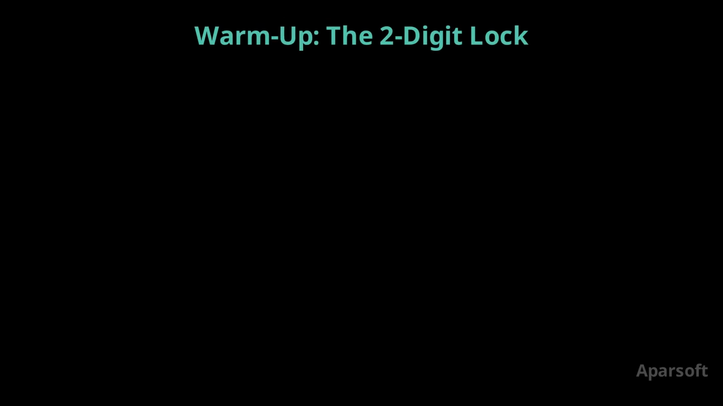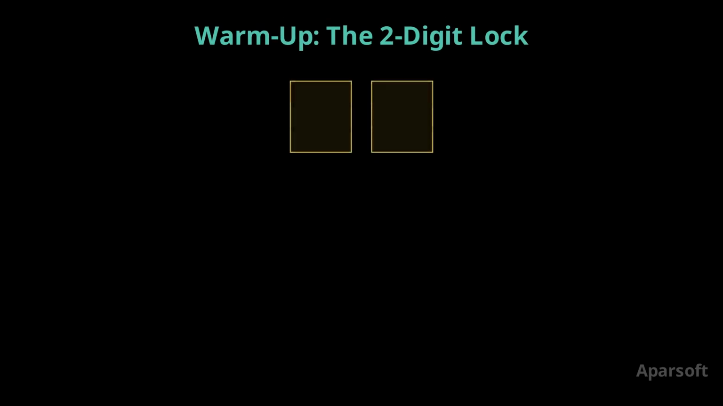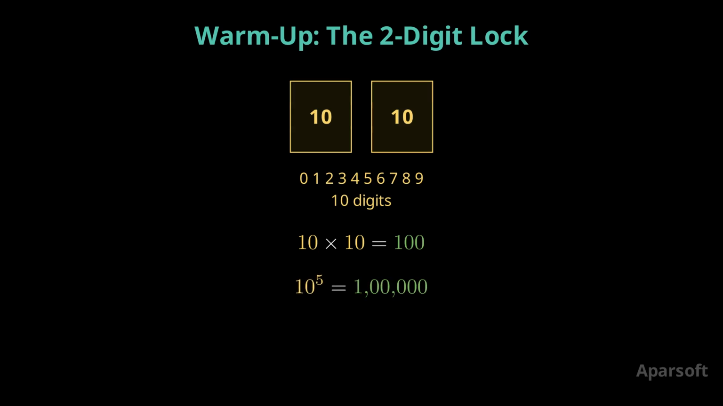Before we tackle the full locker, let us think simpler. A 2-digit lock. Each slot has 10 choices, 0 through 9. The digits are 0, 1, 2, 3, 4, 5, 6, 7, 8, 9. That is 10 options. For the first slot, 10 options. For each of those, the second slot also has 10 options. So 10 times 10 equals 100 possible codes. Now extend this to 5 digits, 10 to the power 5 equals 1 lakh combinations.